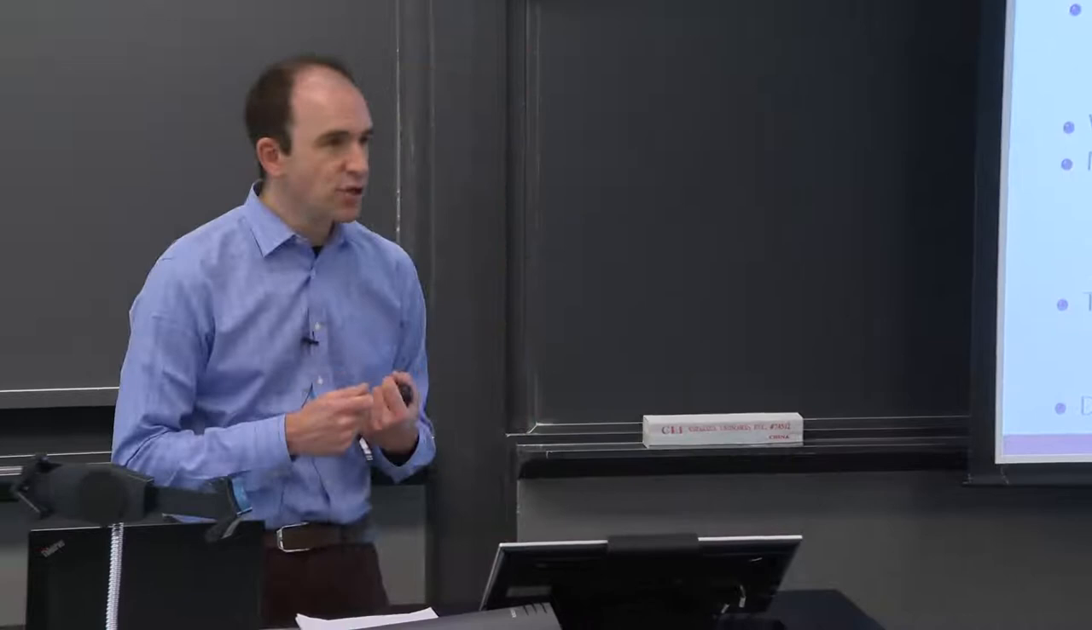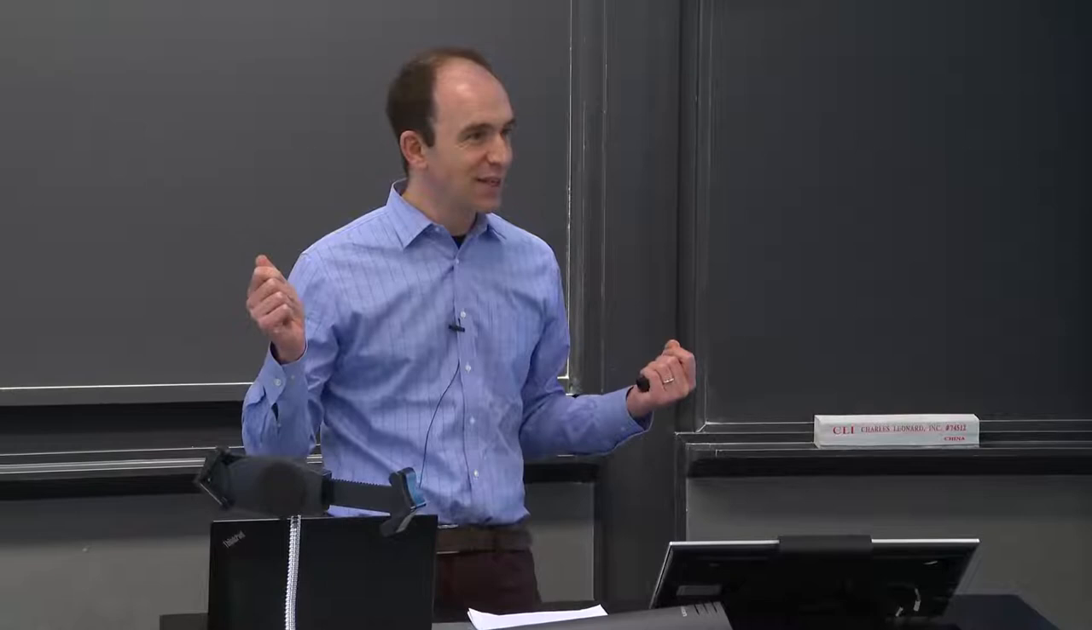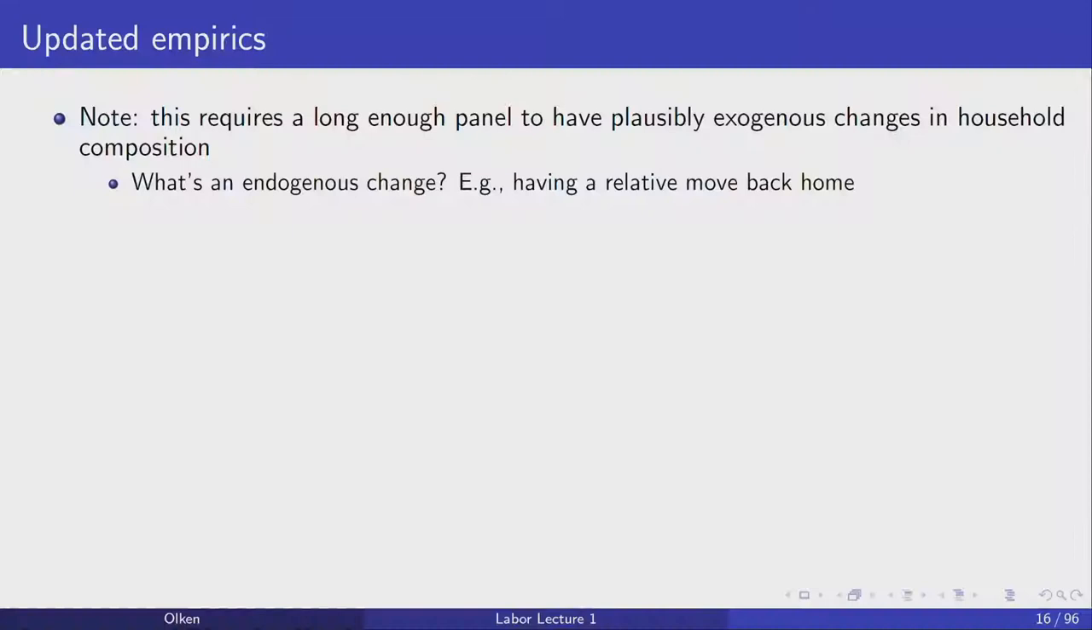Exactly, right. So imagine I have a labor demand shock, I need more land, and I invite some cousin to come stay with me, now my household size has increased. That's like a violation of this, right? So that's exactly right. That's an endogenous change, right? That's what we don't want. So that's a problem.